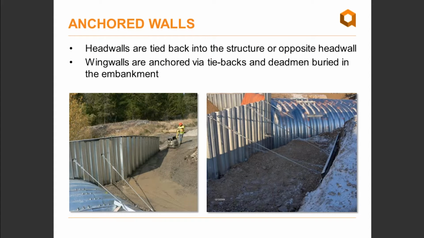So that's what is shown here. So we have the head walls, as you can see, tied back and anchored to the structure itself opposite the head wall. And then the wing walls are actually anchored back via tiebacks and dead men buried in the embankment. So the dead men is essentially just a corrugated steel sheet. So this full system can be designed in-house by Armtec.